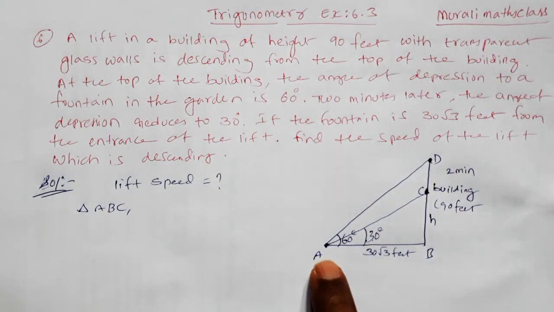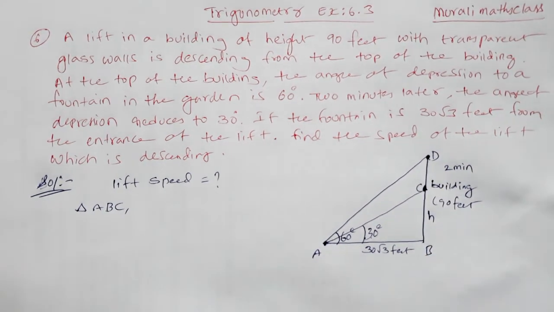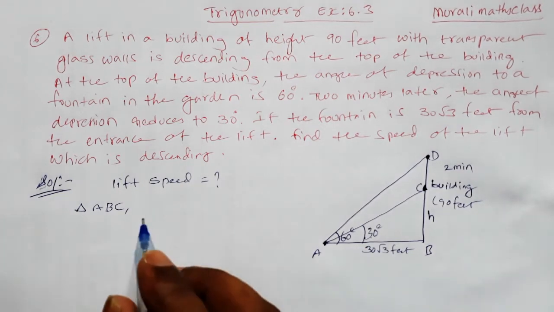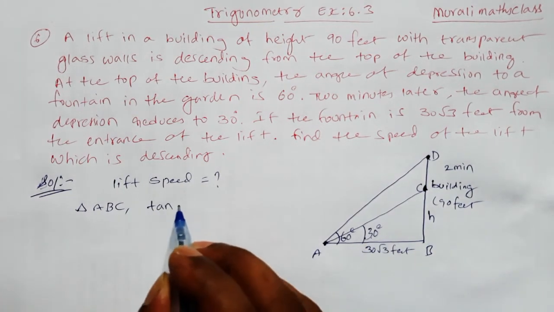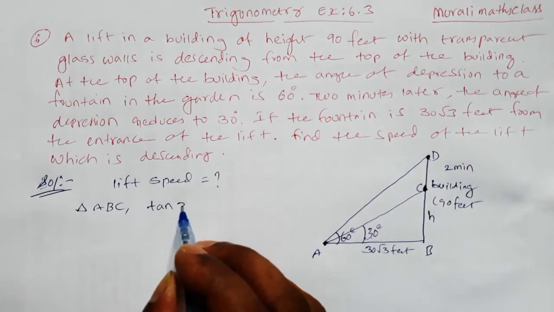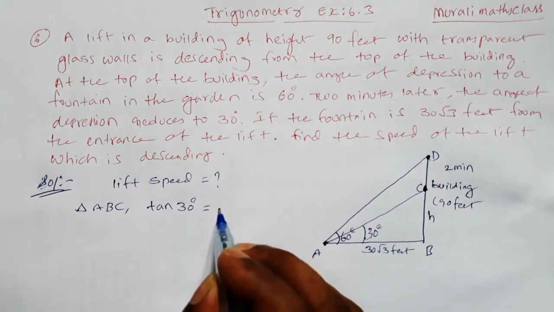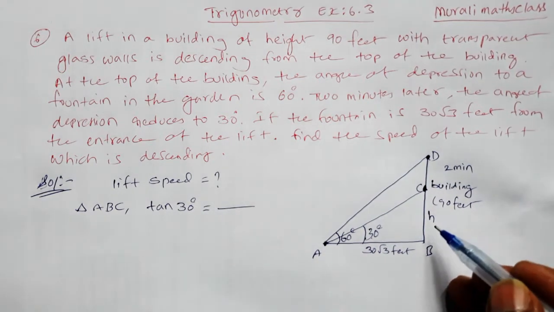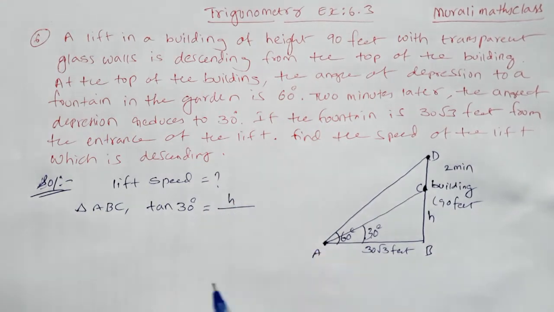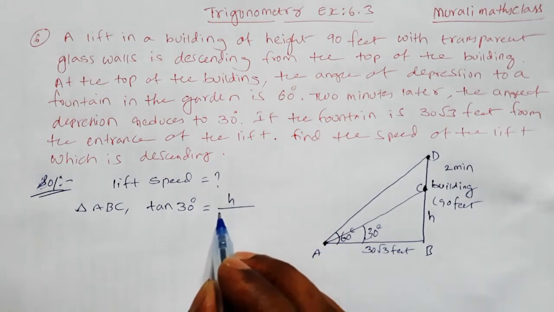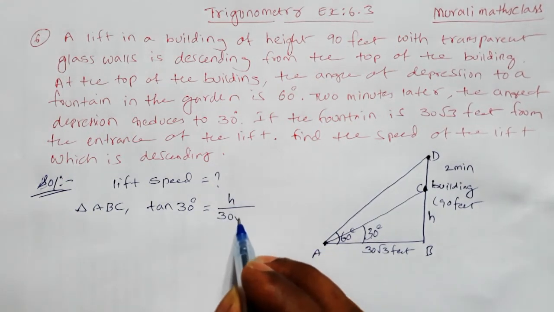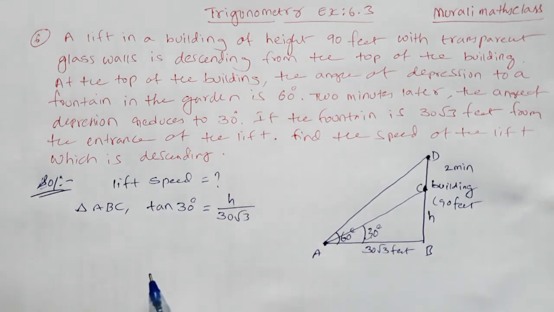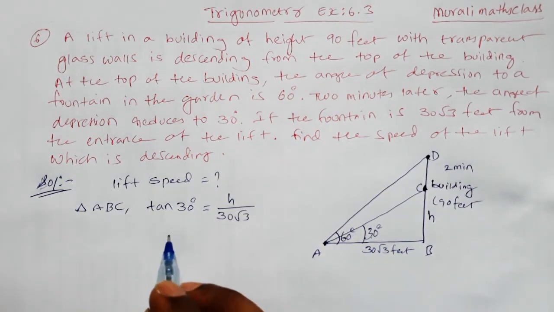In triangle ABC, tan 30 we can get. Tan 30 is opposite by adjacent. Opposite is H. Adjacent is 30 root 3 feet. Tan 30 we know the answer, that is 1 by root 3.